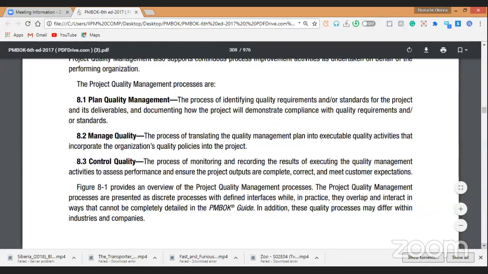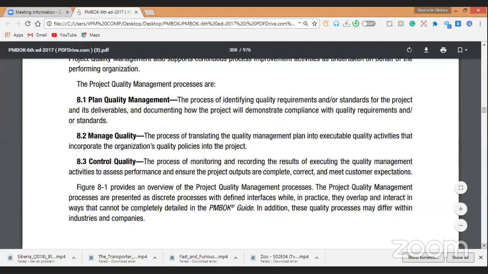Then the second one is manage quality, which is the process of translating the quality management plan into executable quality activities that incorporate the organization's quality policies into the project. So under manage quality, we have to look at the quality management strategies, the quality management activities, and the quality assurance activities that will ensure that the quality of the project deliverable will be met at the end of the day. And that will be in line with the organization's quality policy.